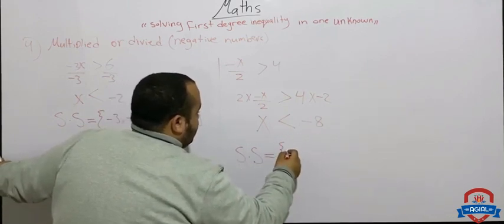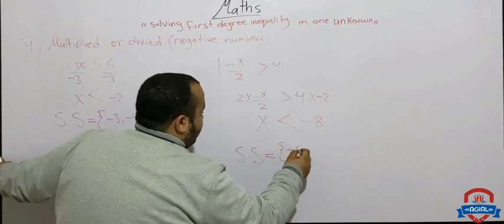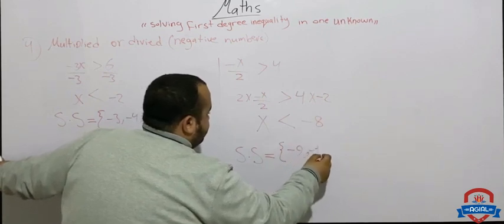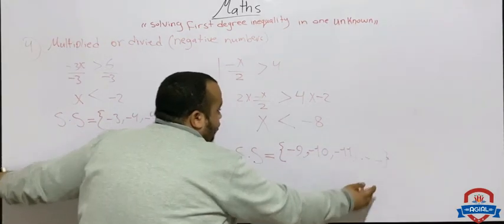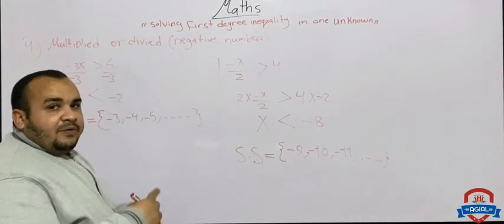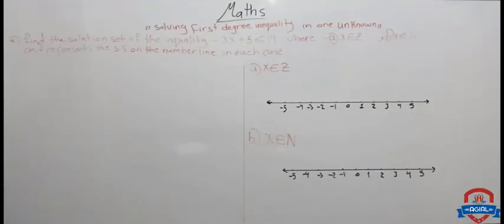So the solution set is the set of -9, -10, -11, and so on. And now let's try to solve some exercise. Find the solution set of the inequality 3x plus 5 less than or equal to 14, where a, x belongs to the set of integer numbers, b, x belongs to the set of natural numbers, and represent the solution set on the number line in each case.